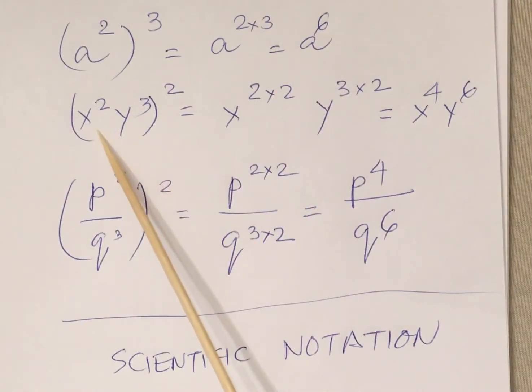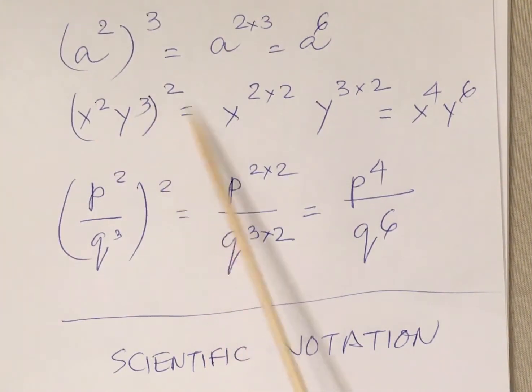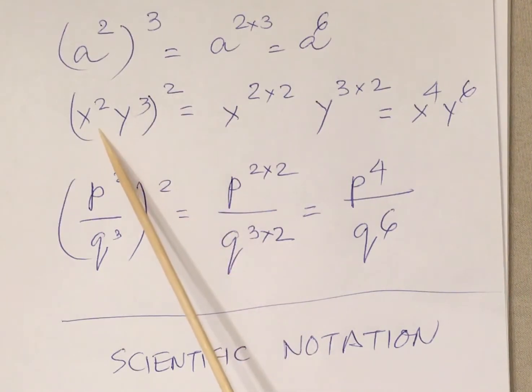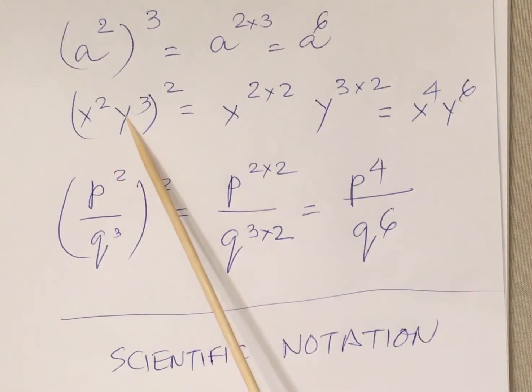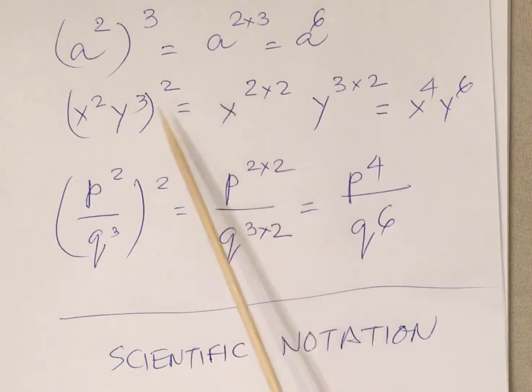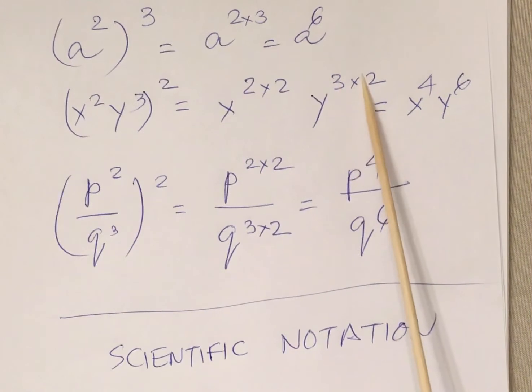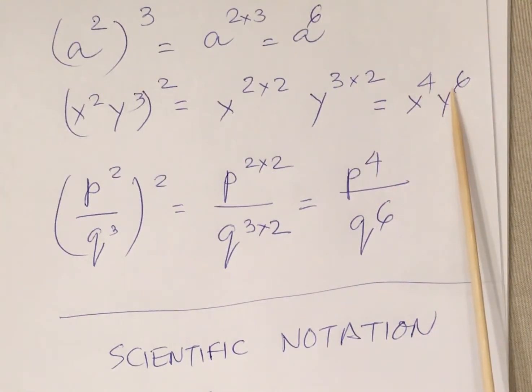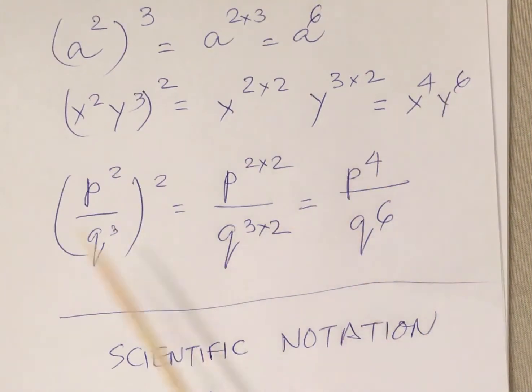Now the second one here is x to the power 2, y to the power 3 in parentheses raised to 2. So both the powers inside, like x to the power 2, y to the power 3, will be raised to 2 times 2 and 3 times 2, which is x to the power 4, y to the power 6.